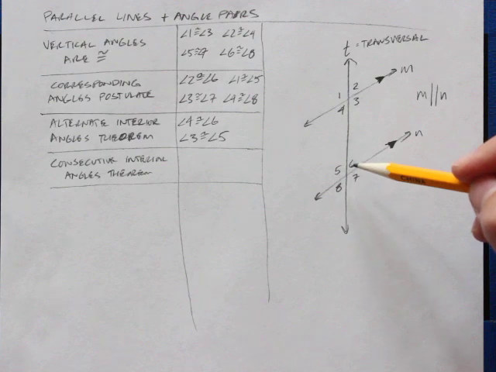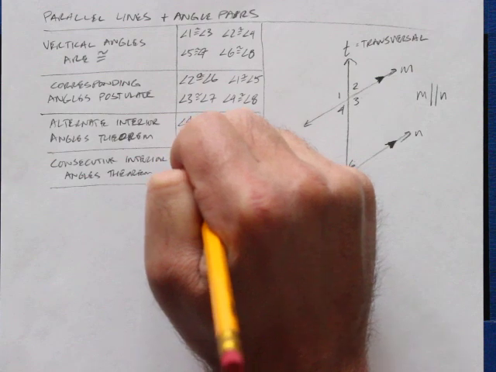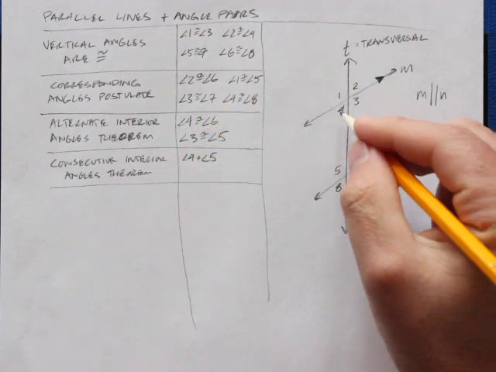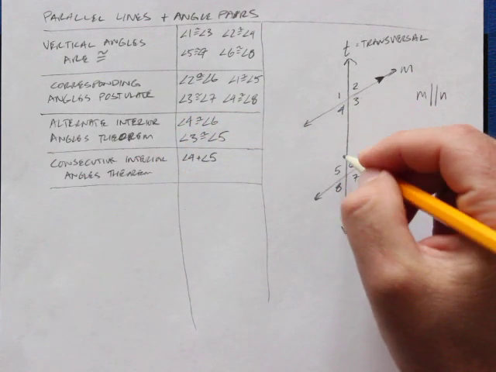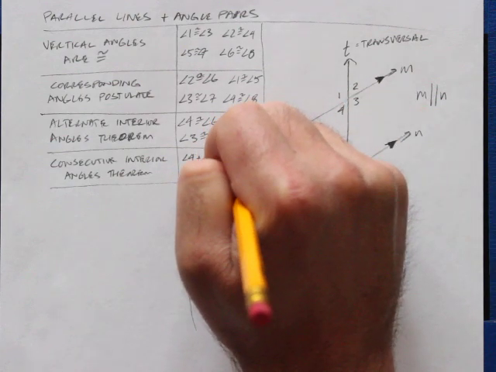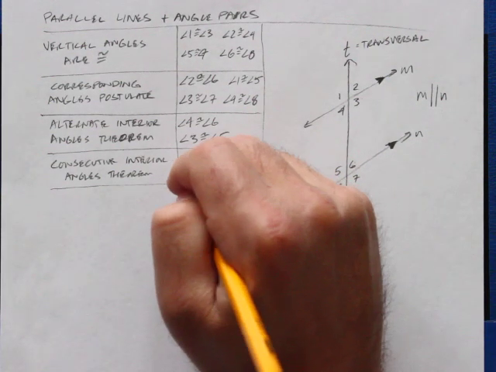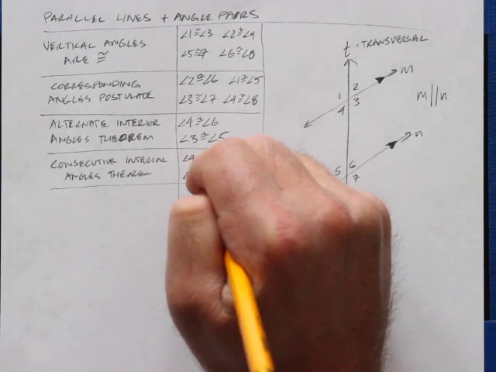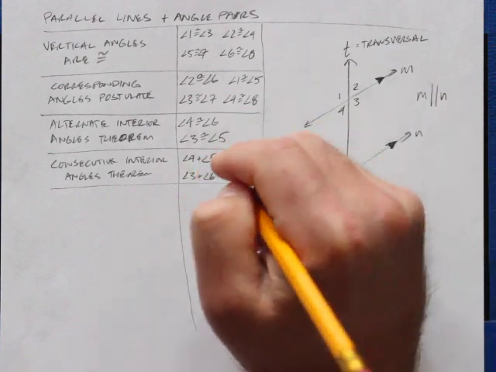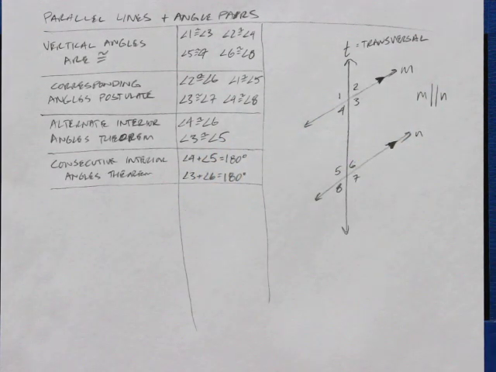And what we are saying with this theorem is angle 4 plus angle 5, these consecutive interior angles, if you were to add them together, you would get 180 degrees. So they are supplementary. Also, angle 3 and angle 6, if you add them together, they are supplementary, so they equal 180 degrees if you add them together.